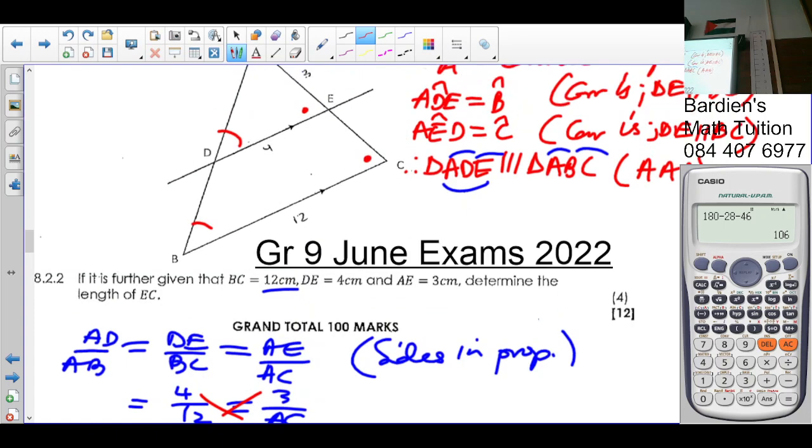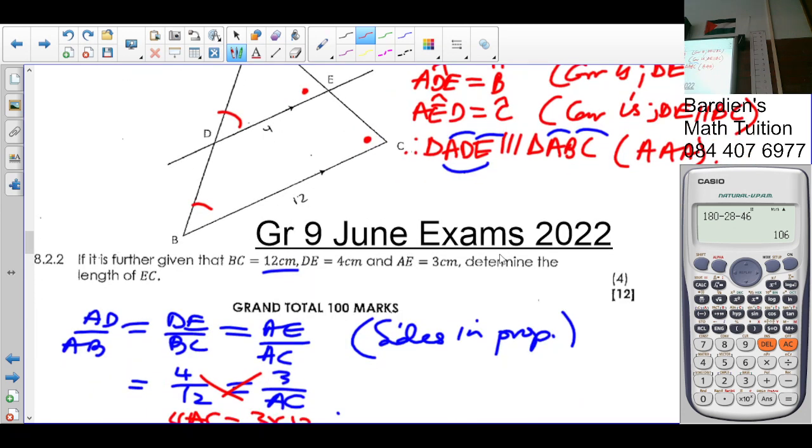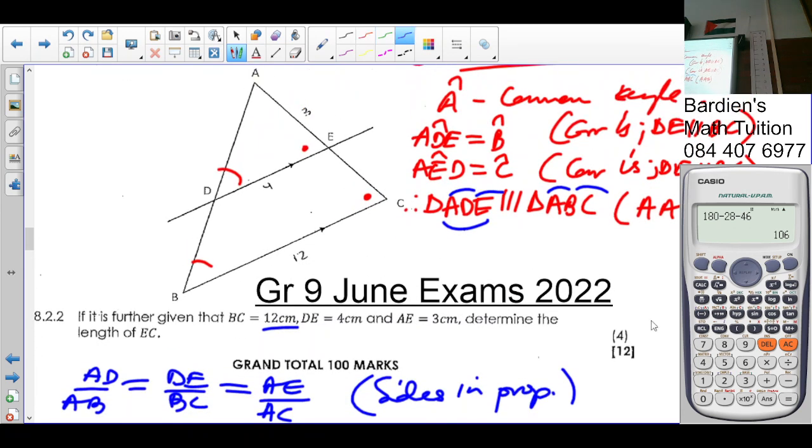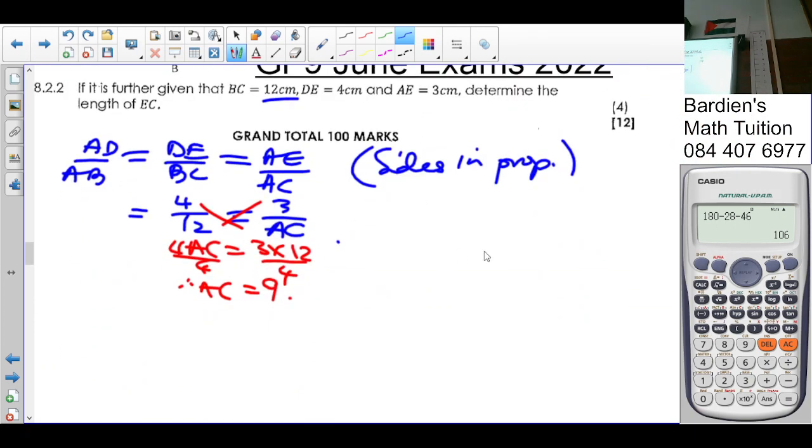Yes, sir. Let's just put this in context. DE is 4. AD is 4. AE is 3. CE they want you to calculate. And we have calculated what? AC. And AC was 9. So it's going to be 9 minus 3, which is 6. So therefore CE is 9 minus 3, which is 6 units. Centimeters in this case.